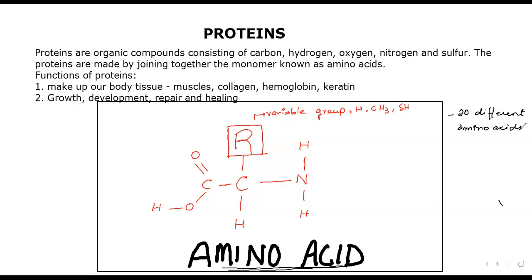So because the R group is different, the amino acid will give different properties to the protein. How does it do that? How does the different R group actually lead to different functions of the protein? That we will understand in just a bit when we go over the structure of proteins in a bit of detail. But this is what the structure of an amino acid looks like.